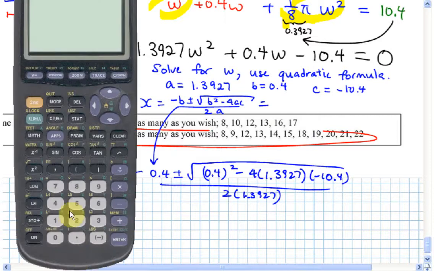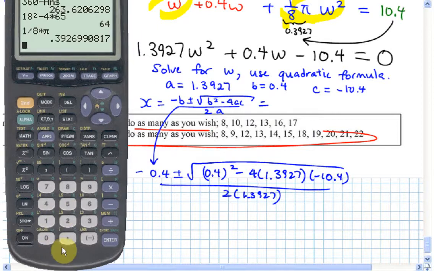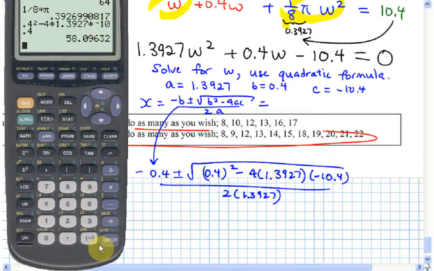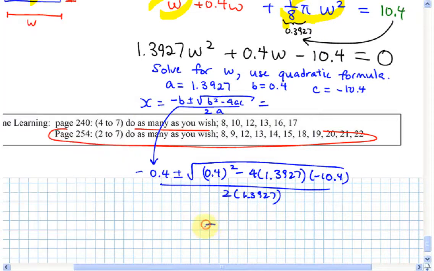How many of you did this all in one step? You tried? Okay. Now, if you're afraid of messing up, you can do this in little chunks, okay? My advice to you is to do the chunk inside the square root first if you're going to separate this. 0.4 squared minus 4 times 1.3927 times negative 10.4, okay? That equals 58.09632 with the square root. Don't forget the negative b in front. That's what a lot of people will do as well, okay?